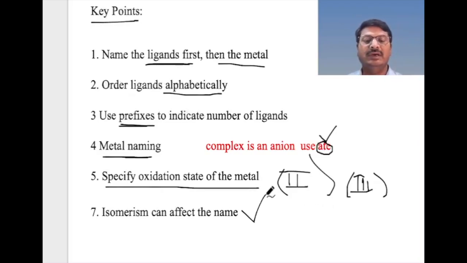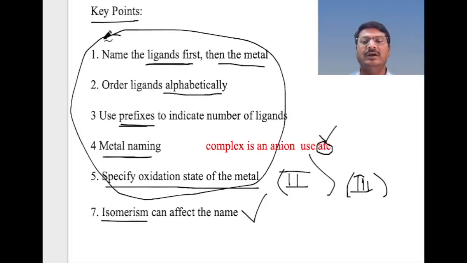And one more thing to remember: if a complex compound has isomers, before the name you may write cis and trans also. Using all the same rules you can write the name, and before that, if you know the isomerism of the compound and it is cis, you write cis. If it is trans, you write trans. Like that, you can use isomerism also in the nomenclature. So these are the main key points of the nomenclature of complex compounds.